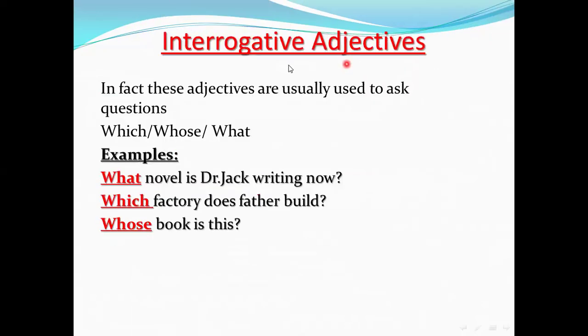We have here interrogative adjectives. The interrogative adjectives are like this: which, whose, what. Interrogative means related to a question. Like this: what novel is Dr. Jack writing now? So here I ask about the story. This is called an interrogative adjective. Which factory does father build? Whose book is this? When someone lost his book in your classroom, you say, whose book is this?